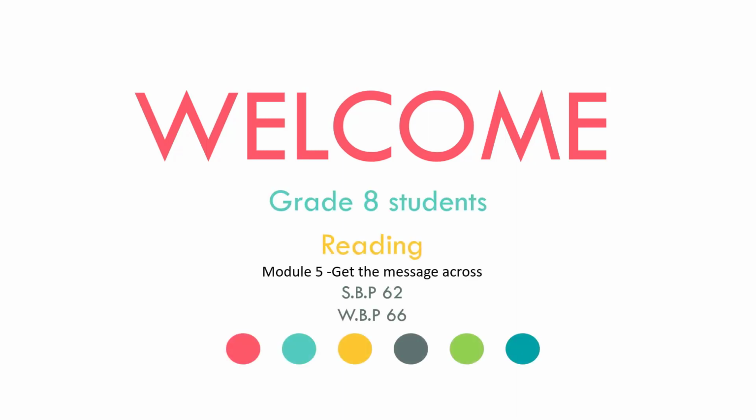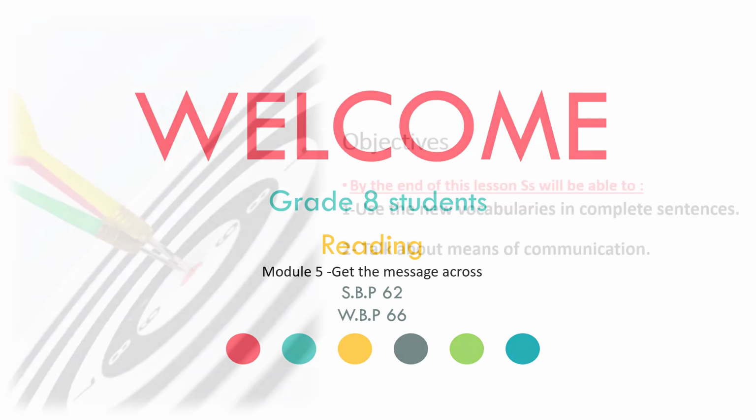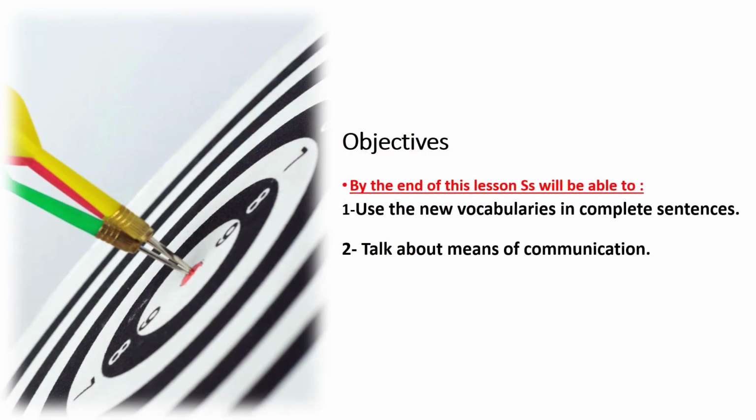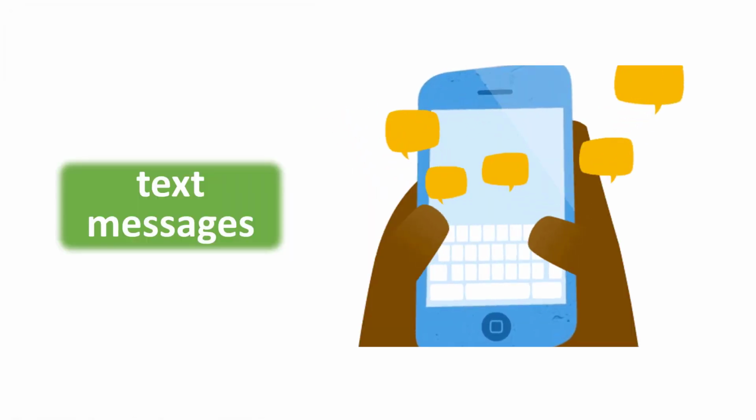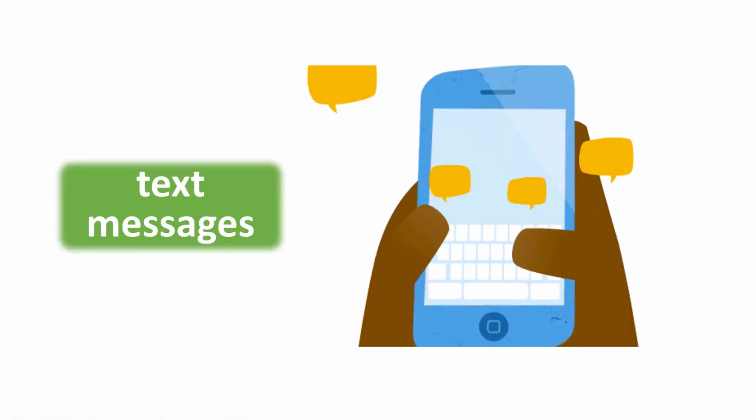Today's lesson is reading, and you can find it on page number 62 in the student's book, and in your workbook, page number 66. Today's objectives are: 1. To use the new vocabularies in complete sentences. 2. To talk about means of communication. Let's start with the vocabularies.